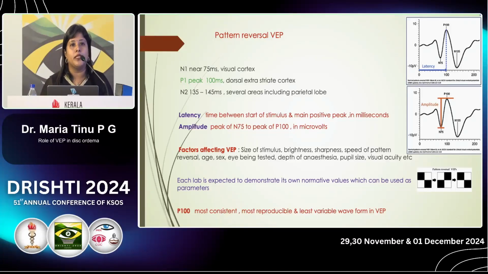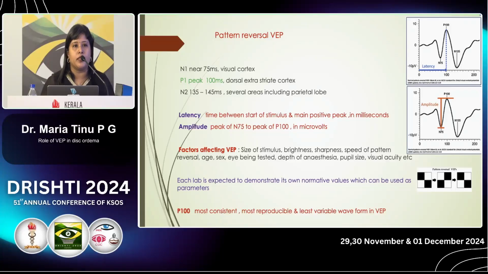Then comes a prominent positive P1 peak at 100 milliseconds from the dorsal extrastriate cortex of the mid-occipital gyrus, and the N2, that is a negative wave, which is variable. It can range from 135 to 145 milliseconds. It's from several areas, including the parietal lobe. And the important parameters are the amplitude and latency.